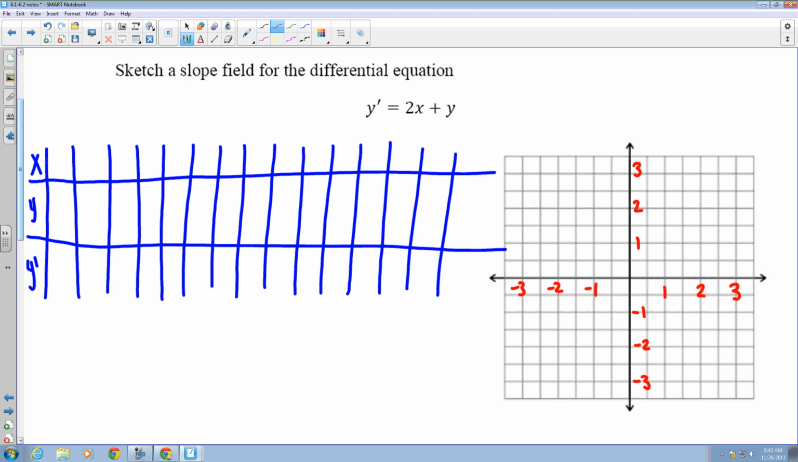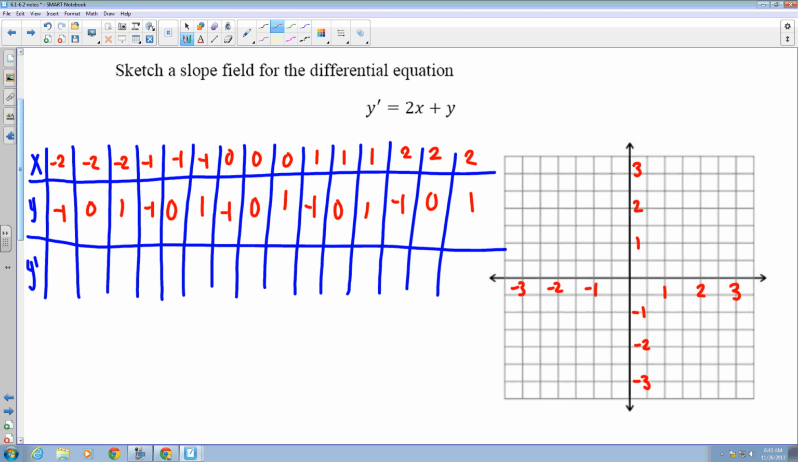I'm going to pick, starting at -2, I'm going to pick -2, -1, -2, 0, and -2, 1. Then I'm going to pick -1, -1, -1, 0, and -1, 1. Same pattern the whole way. This is 1, -1, 1, 0, 1, 1. And same thing with the 2's. 2, -1, 2, 0, 2, 1. That'll give us a good vision right around the origin.